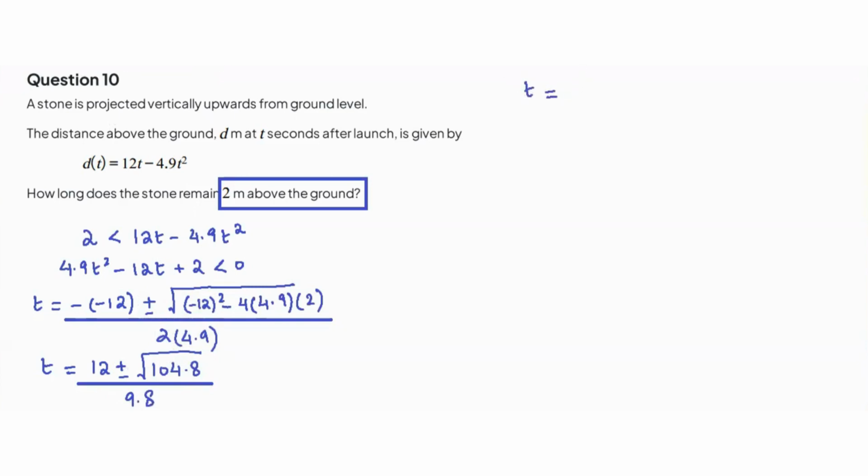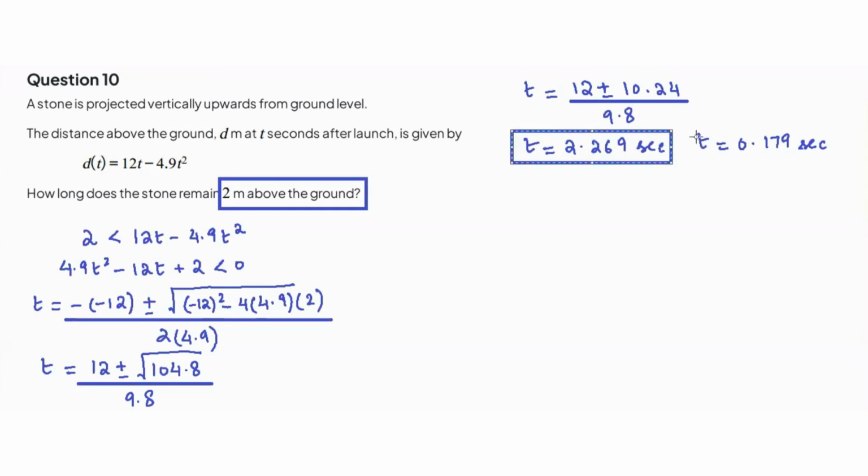So that's going to equal 12 plus minus 10.24 divided by 9.8, which basically gives us two values, which are 2.269 seconds and 0.179 seconds.